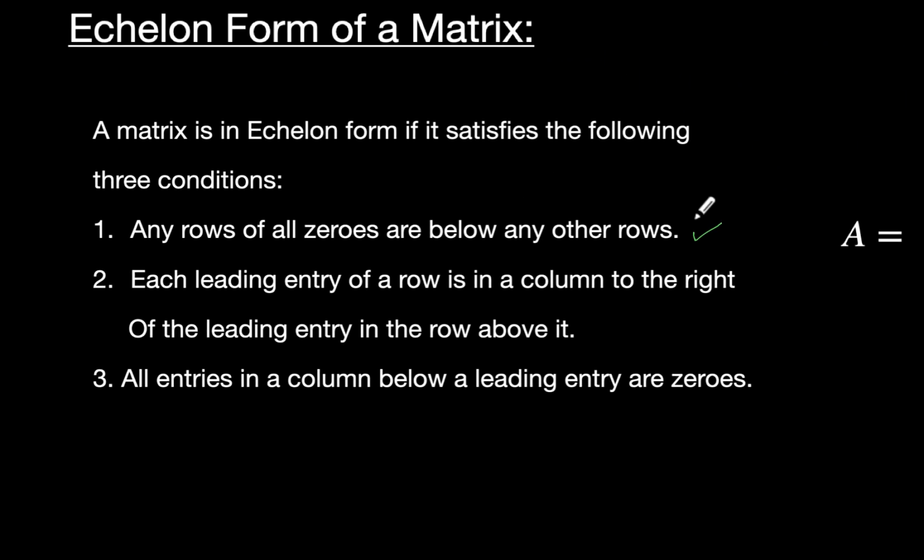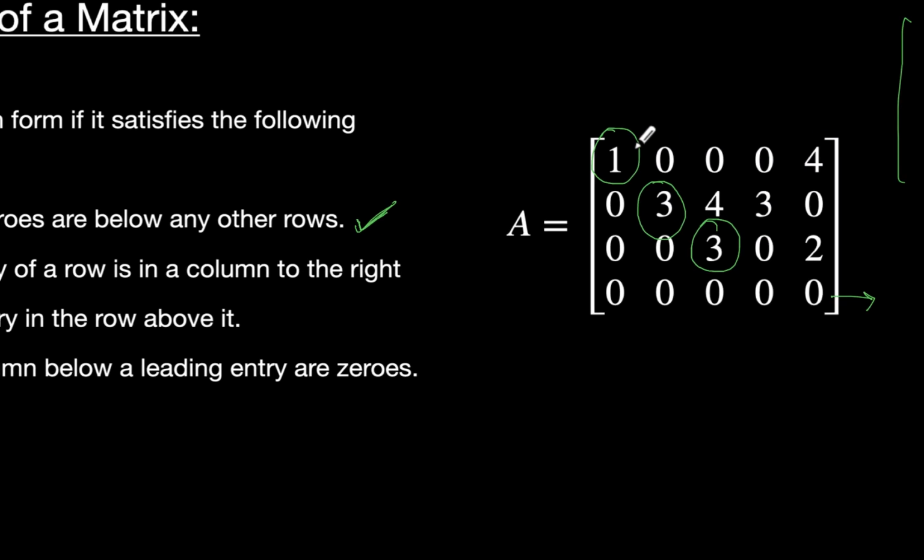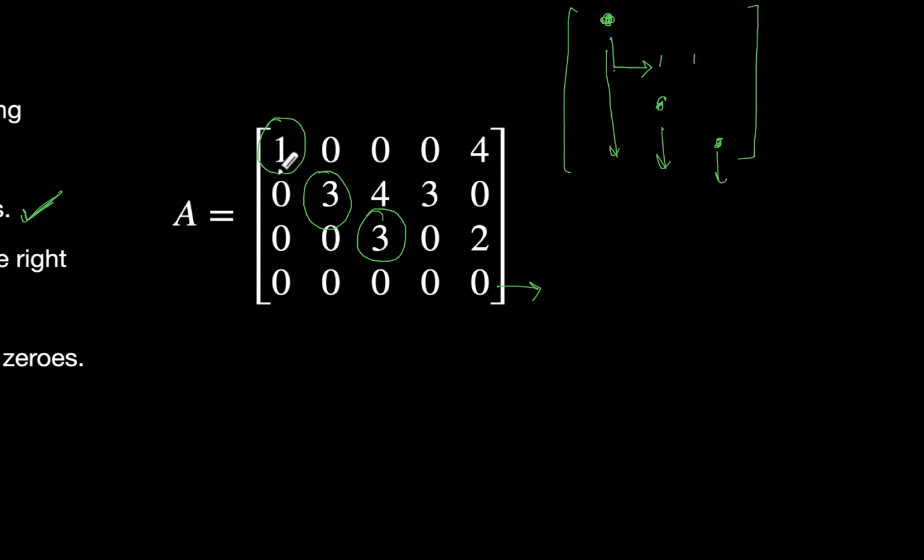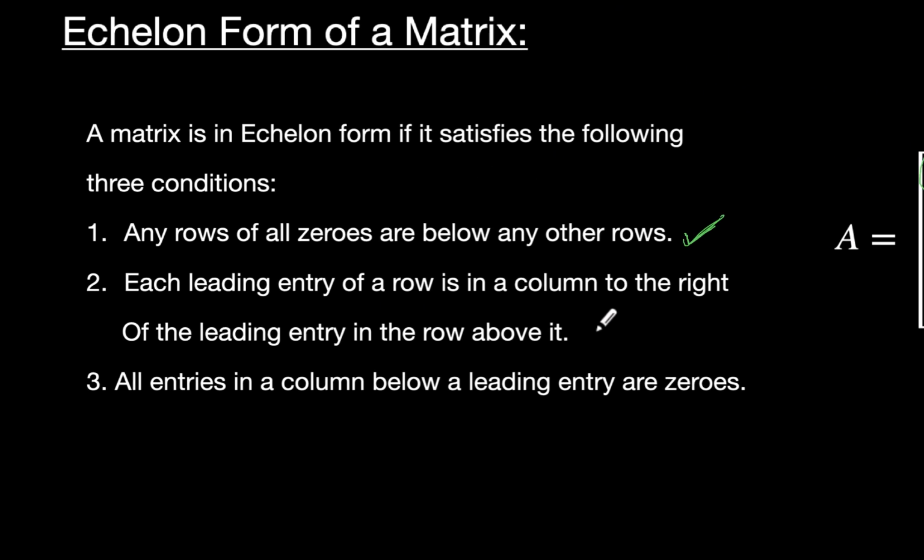So the first condition is checked. Second condition: each leading entry of a row is in a column to the right of the leading entry in the row above it. It means leading entry to the right, leading entry to the right. That means the second condition is checked.